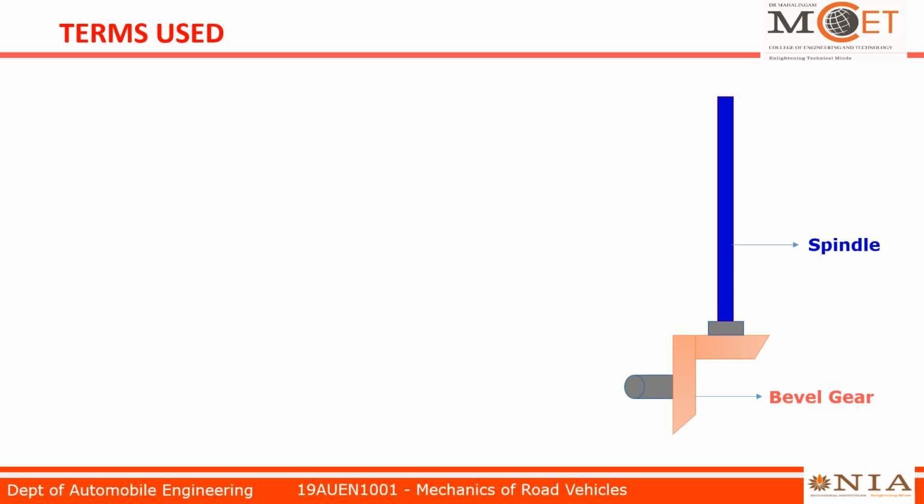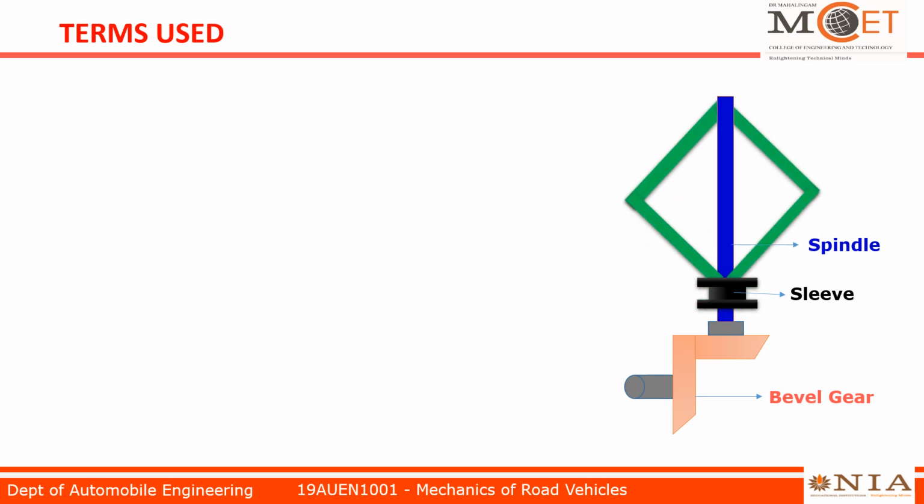The input to the bevel gear is taken from the output of the engine. So the spindle will rotate based on the speed of engine output. On the spindle we have an arrangement which we call the sleeve. It can move in vertical direction. That is, the sleeve can move upward and downward on the spindle based on the speed of rotation of the spindle.